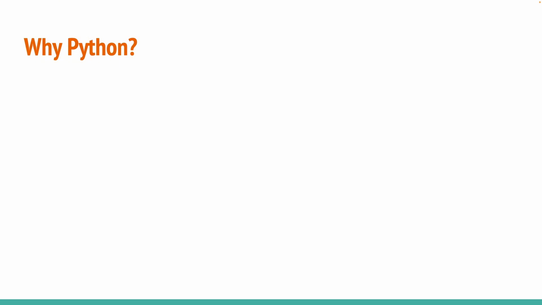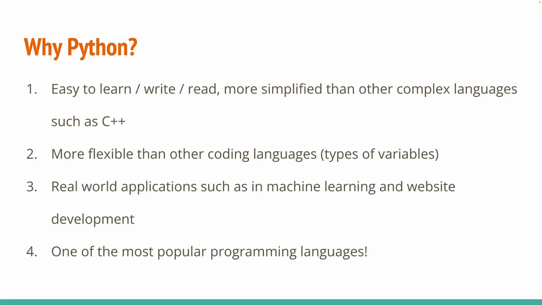So firstly, the question, why Python? The first reason is it is easy to learn, write, read, and it is more simplified than other complex languages such as C++. Therefore, it's easy for beginners to get the hang of. And secondly, it is also more flexible than other coding languages, such as, for example, the types of variables. And thirdly, Python is used for real-world applications, such as in machine learning and website development. And lastly, it is one of the most popular programming languages.